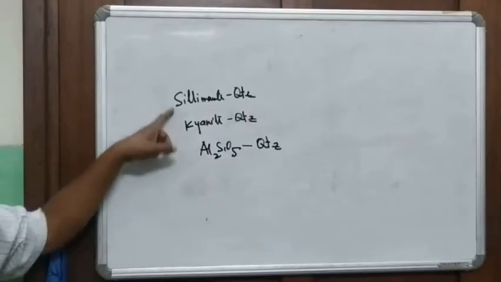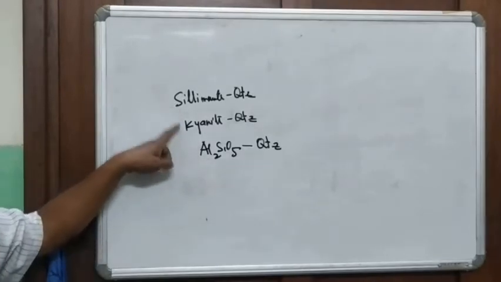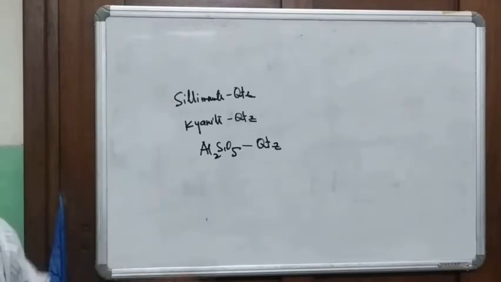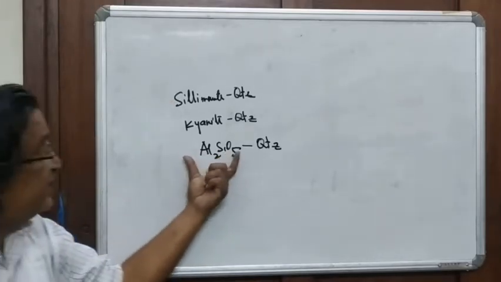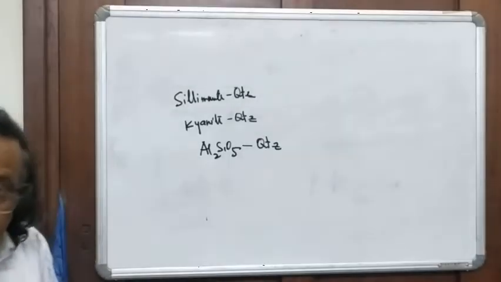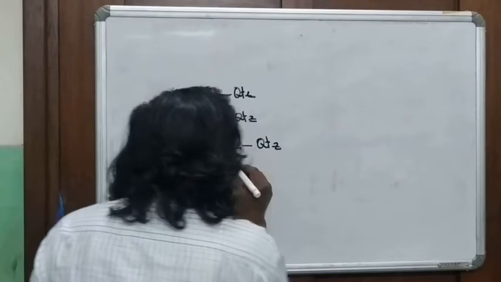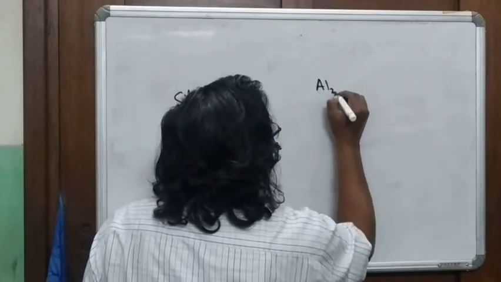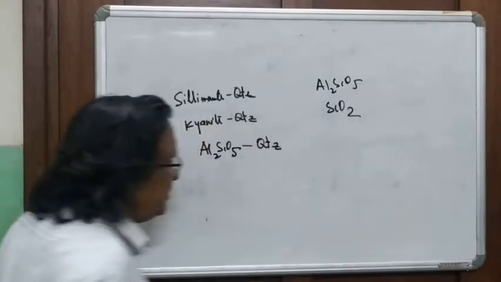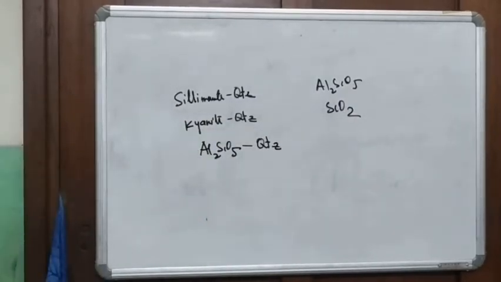Could be three, if both sillimanite and kyanite are there. If sillimanite, kyanite and andalusite are all there, then it's a four-phase field. But whatever it is, it has an aluminum silicate and it has a quartz. Now what will be our phase components? This is Al2SiO5 and this is SiO2. Quartz is SiO2. So how many phase components?